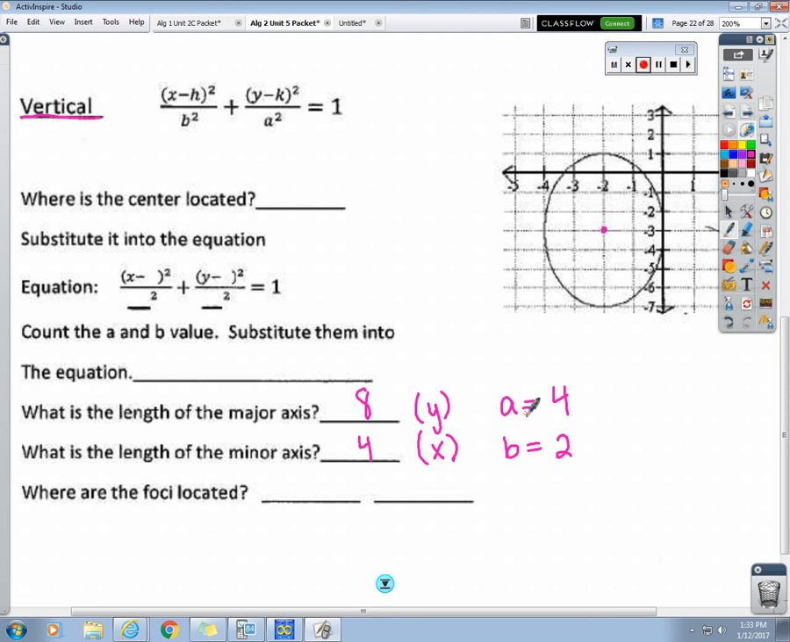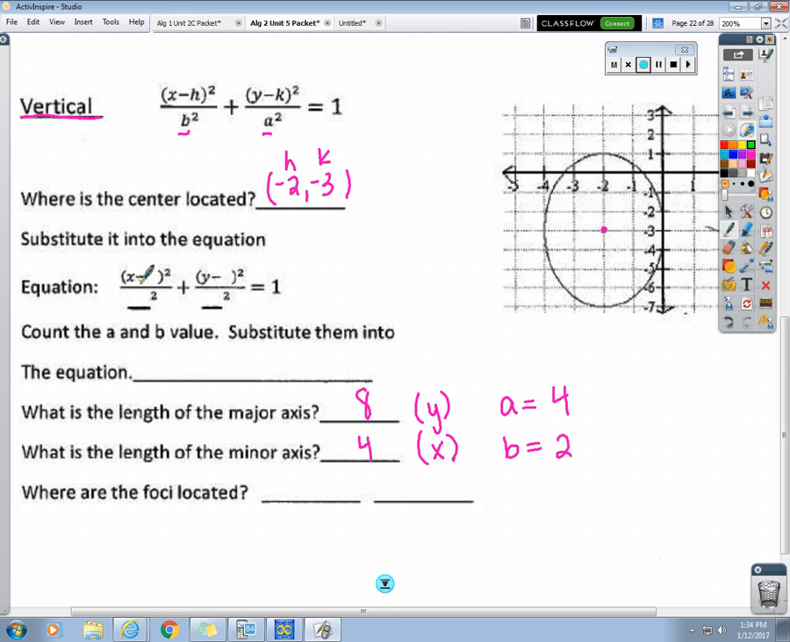Okay, so now we have our A and B, so we have numbers to plug in there and there. What else do we need? Our center. We need our H and our K. Where is the center of this ellipse located? -2, -3. So that's your H and your K. So now we're ready to plug in.